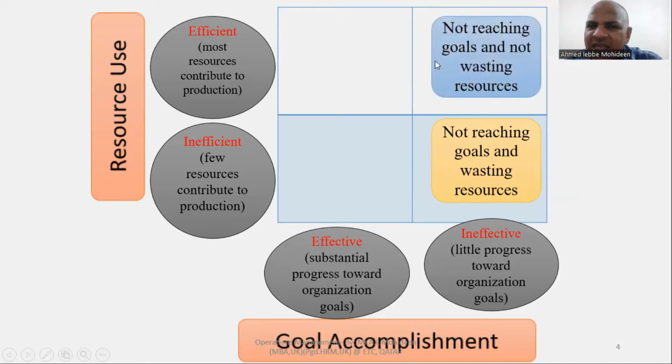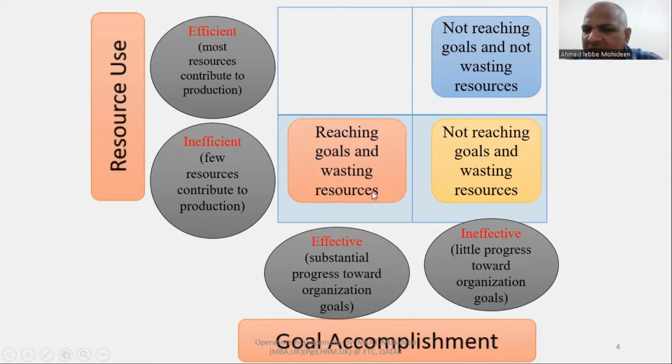If the efficiency is there, but ineffectiveness is there, so what you have to do? You are not wasting the resource, but you are not reaching the goal. You are not wasting that because you have already taken the maximum utilization of resources. That's not wasting the resource, but you didn't achieve what you wanted to achieve. The other one is you are reaching the goal, but wasting the resource because of inefficiency. Reaching goals and wasting resources. This is another situation.